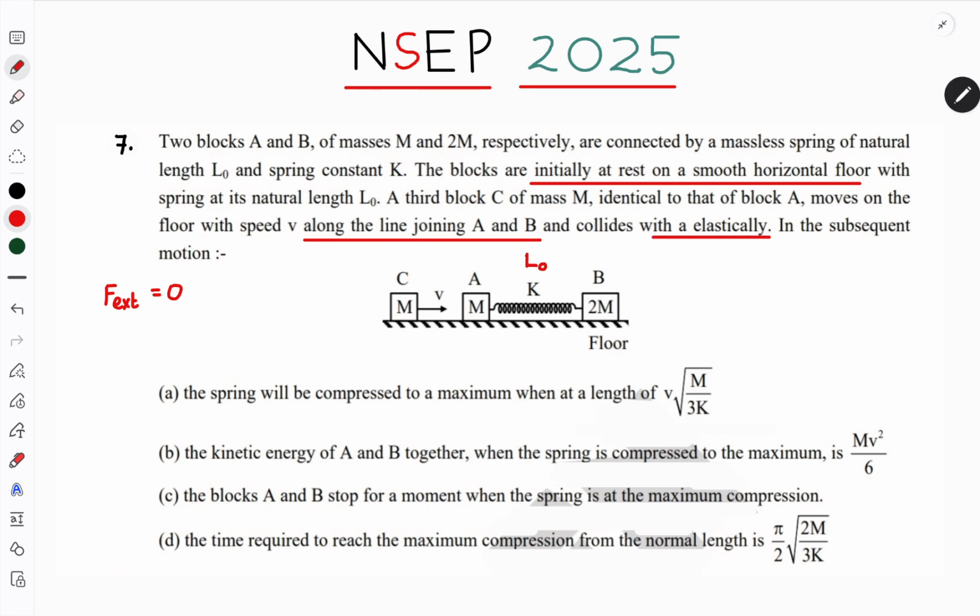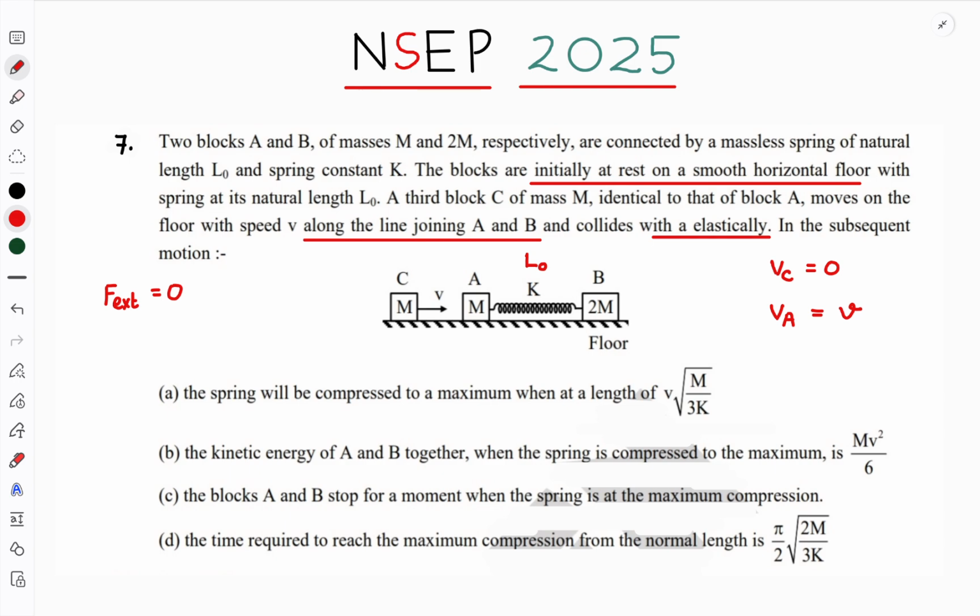So the first conclusion which we can draw is that the velocity of C after collision will become 0 and C will transfer all its momentum to A, that is velocity v. It is because if two identical masses undergo elastic collision, then they exchange their momentum. So A will acquire a velocity v after collision.